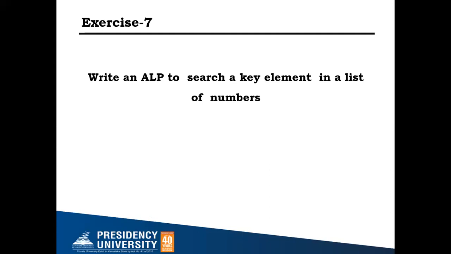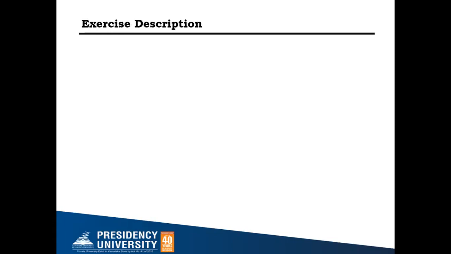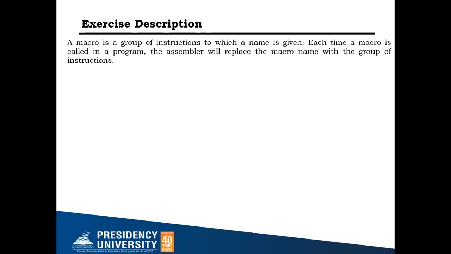Before I start explaining the code, we are going to use a new concept in this program called macro. A macro is a group of instructions to which a name is given. Each time a macro is called in a program, the assembler will replace the macro name with a group of instructions.